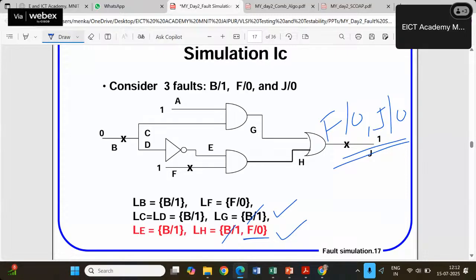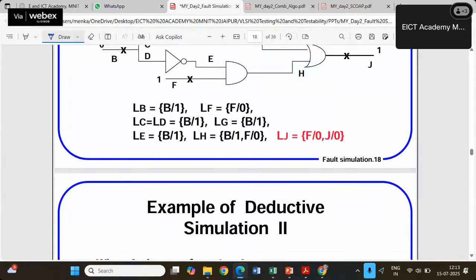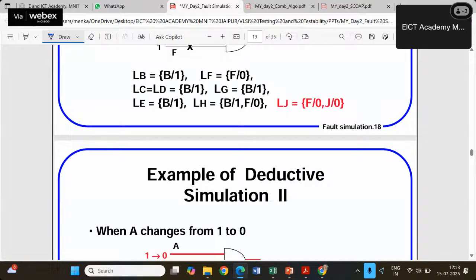So this is my fault simulation technique for multiple faults all together, and it is going to detect two faults altogether, F0 and J0, right? So these are written over here, F0 and J0 are detected. Yes, I hope you got it. Yeah, so in this case, we have not been able to detect the B1. So now let us figure out how we can do it.